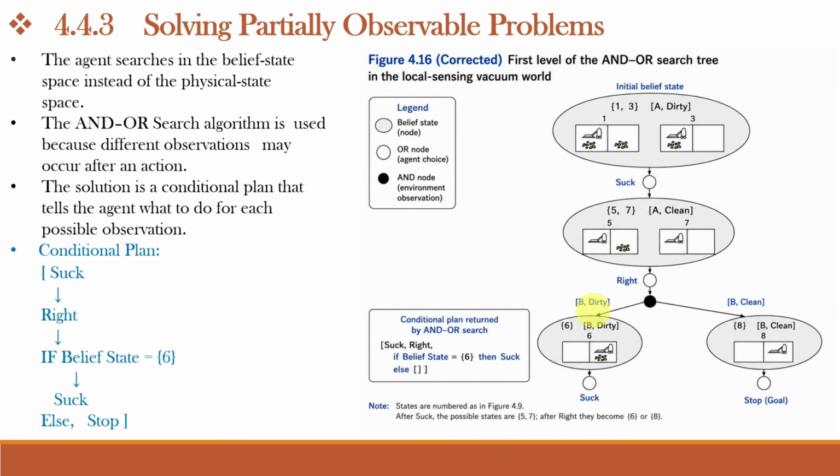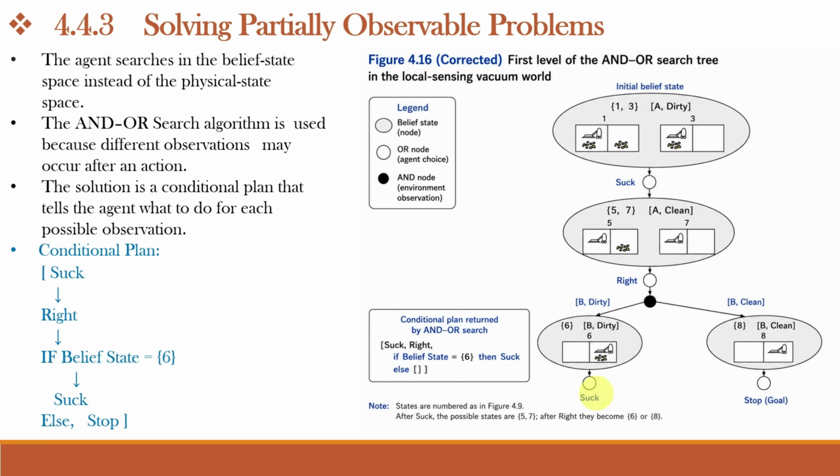Two observations are possible. The first observation is B, dirty. This means that the agent must be in state 6. And the second observation is B, clean. This means that the agent must be in state 8. So notice how the observation removes all the uncertainty. So the belief state now contains only one possible state, either state 6 or state 8.